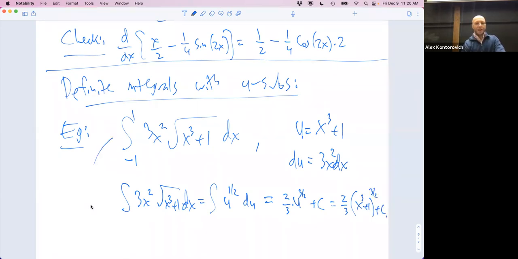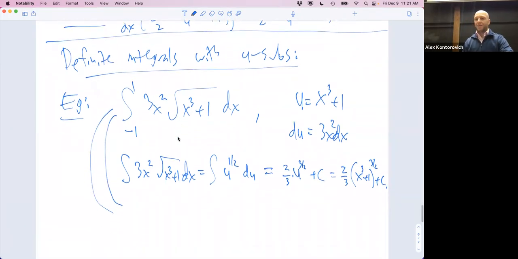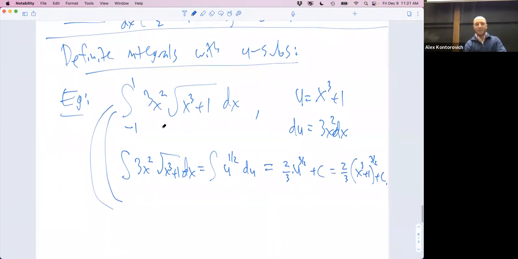So that means I can take this definite integral. Now we don't need the plus c. We may as well not put the plus c because we're just going to evaluate this. Once we know an antiderivative, we don't need the plus c. So the antiderivative that we know is 2/3 times x cubed plus 1 to the 3/2, evaluated from minus 1 to 1. Does that make sense? How we got that?